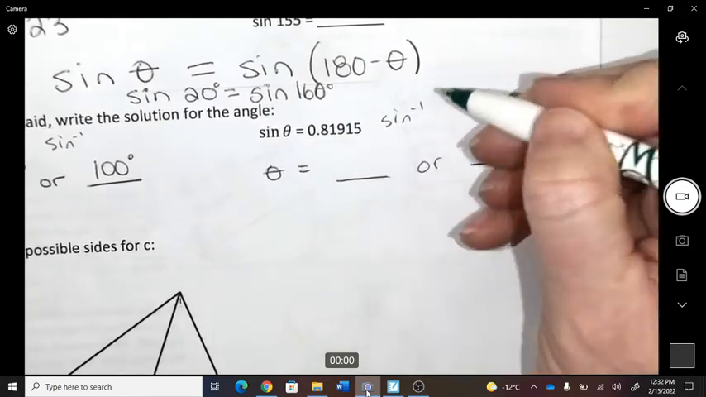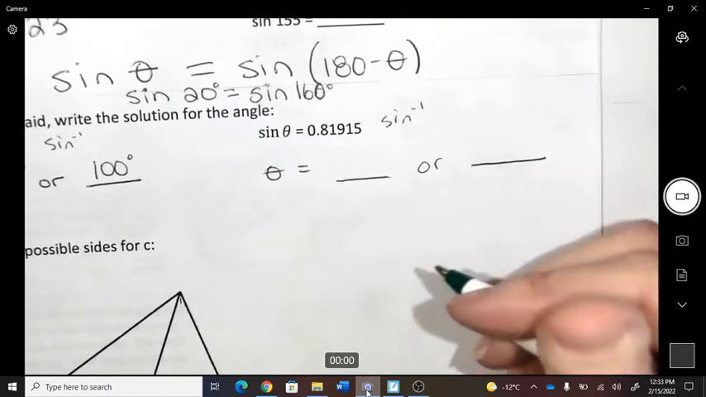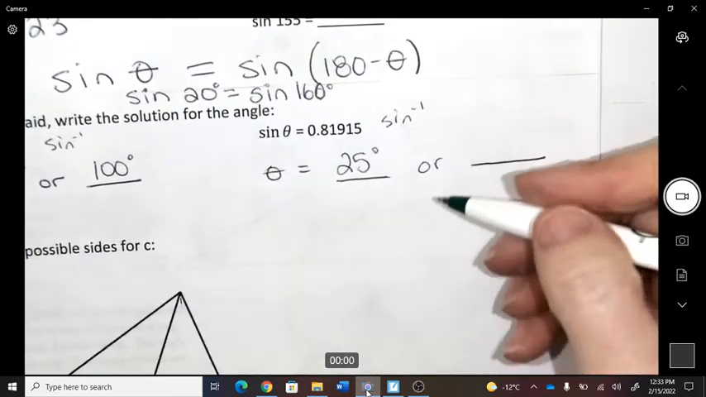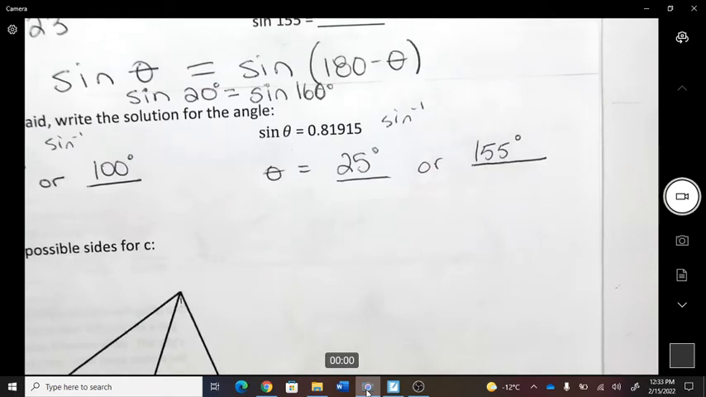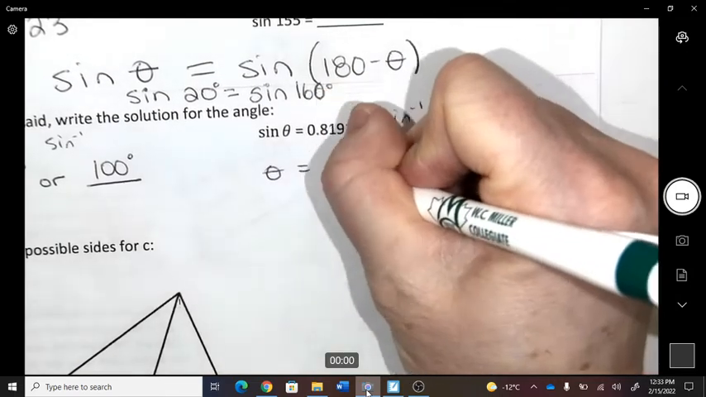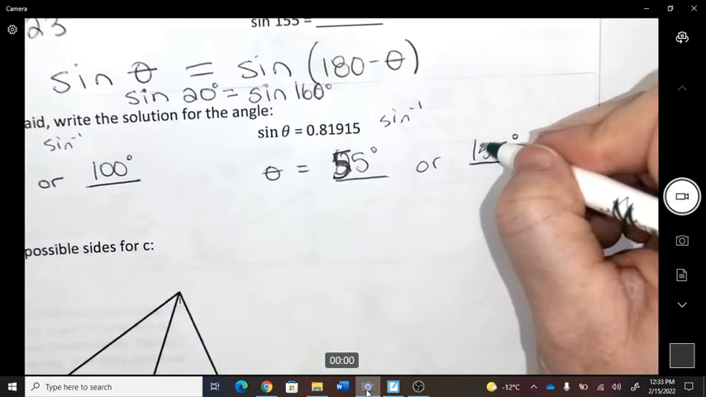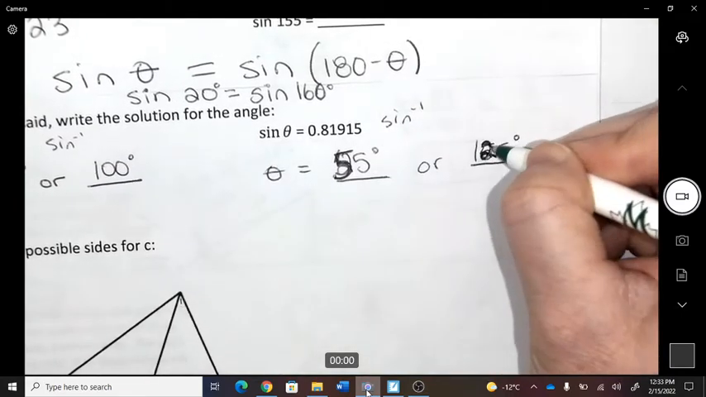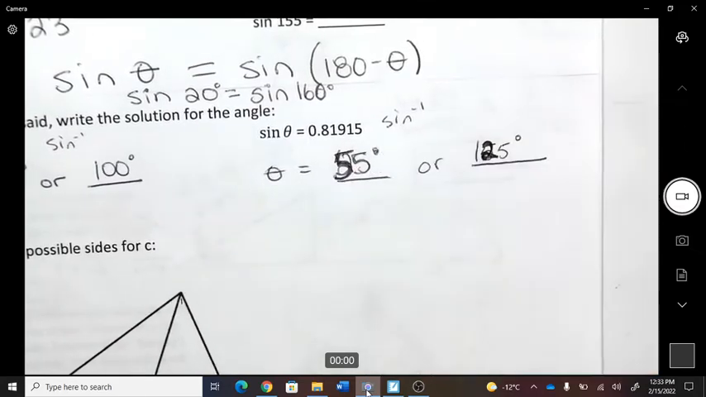So inverse sine, your calculator should have said, did it say 25? But you should also know that 155 should work as well, right? Nope. What am I doing? This is 55. Sorry, I saw a few faces and I'm like, what did I do wrong? And then I looked at my calculator here. 125. 55? Did I do that right now? Okay.